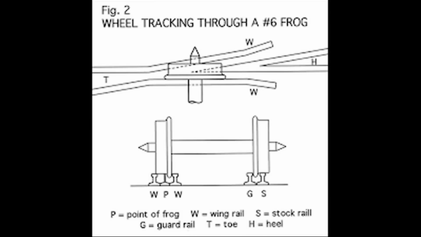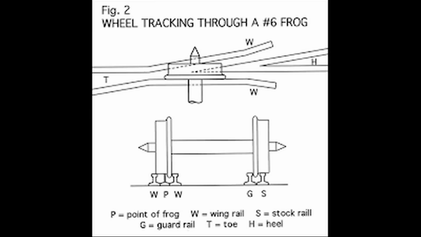You can see that as the wheel is going through the switch, the guardrail is up against the back of the wheel, up against the flange on the back of the wheel, preventing it from moving away from the stock rail, and therefore it can't pick the frog.